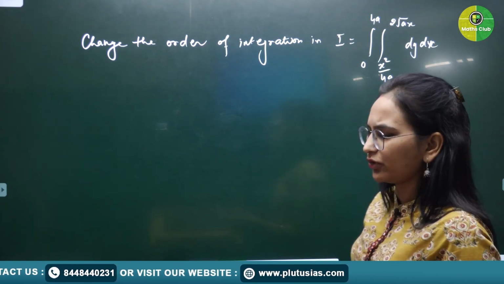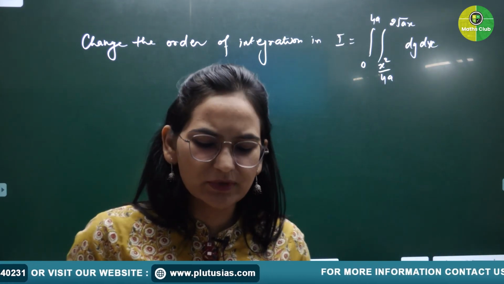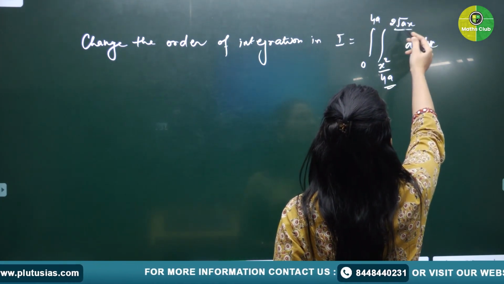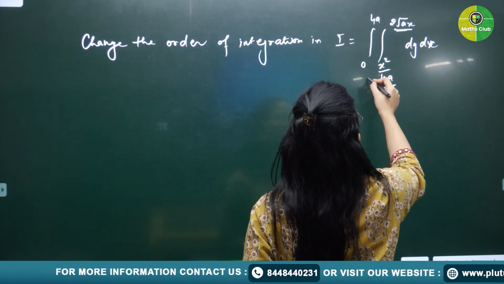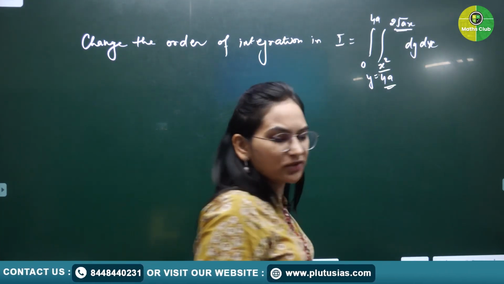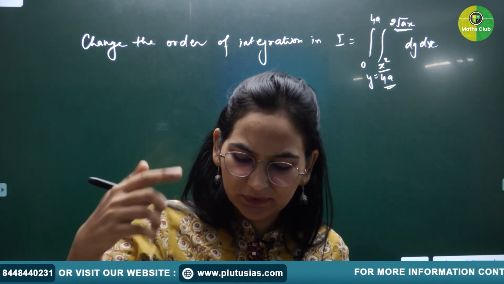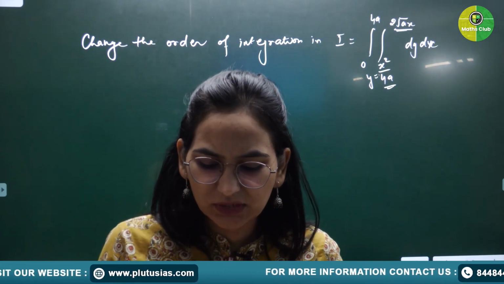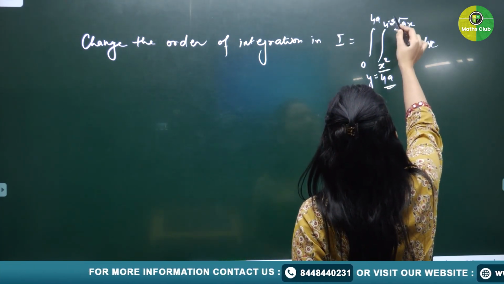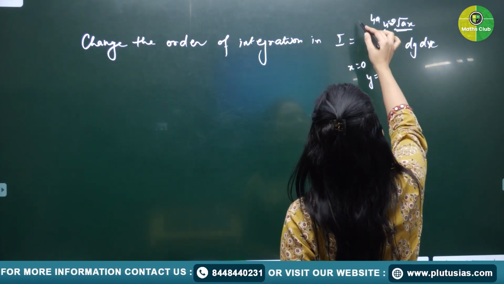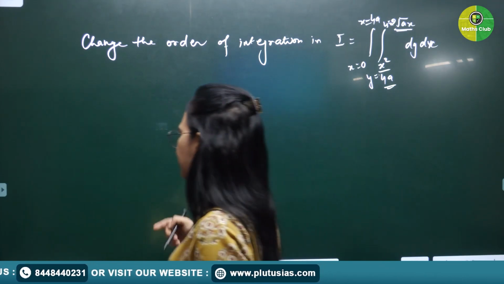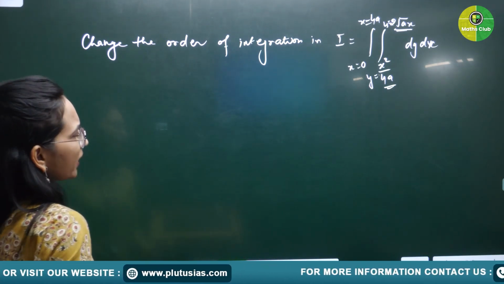Now how would you realize which limit belongs to which variable? Since these limits are functions of x, they belong to y. That is, y ranges from y equal to x square by 4a to y equal to 2 root ax, and these are the limits of x. So the first thing I told you is you have to draw the region of the limits, both the upper bound as well as the lower bound.